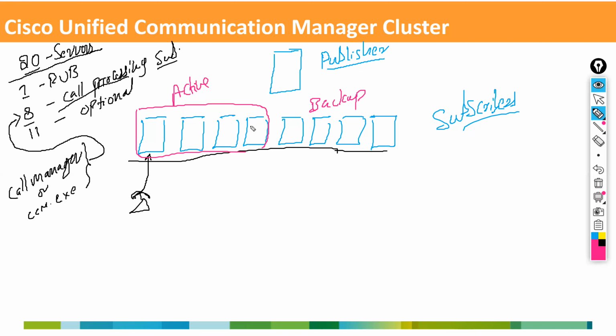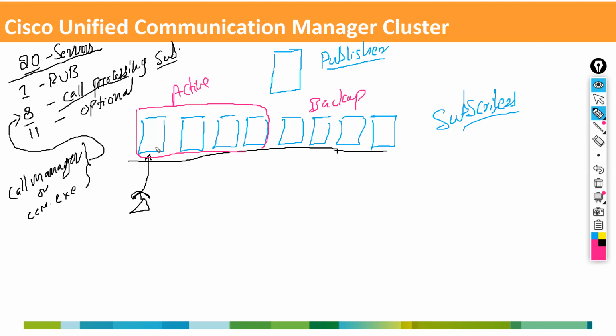How you can make them active and backup, we have a lab for that when we register the IP phones. Clear? When we register the IP phones, we have to configure that, and we'll discuss active and backup in detail then. As of now, just understand there are 8 call processing subscribers: out of 8, 4 are active, 4 are backup. IP phones will always be registered on the active servers. If the active is not there, then it goes to the backup.